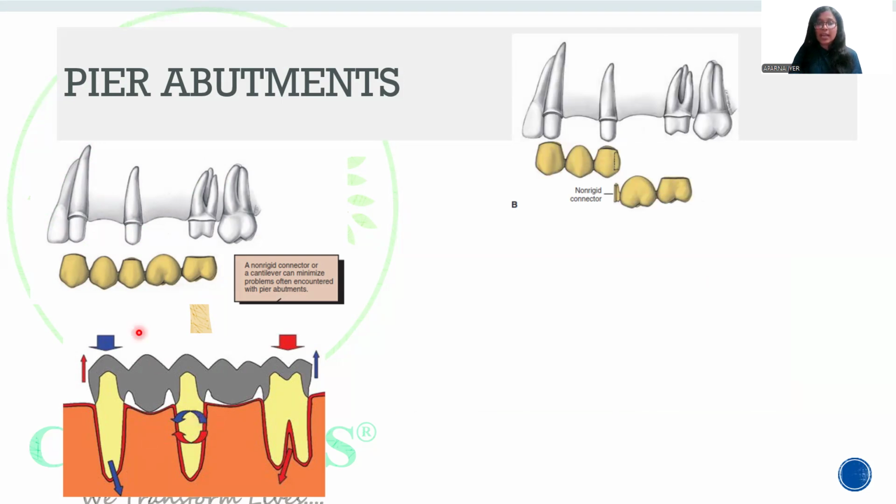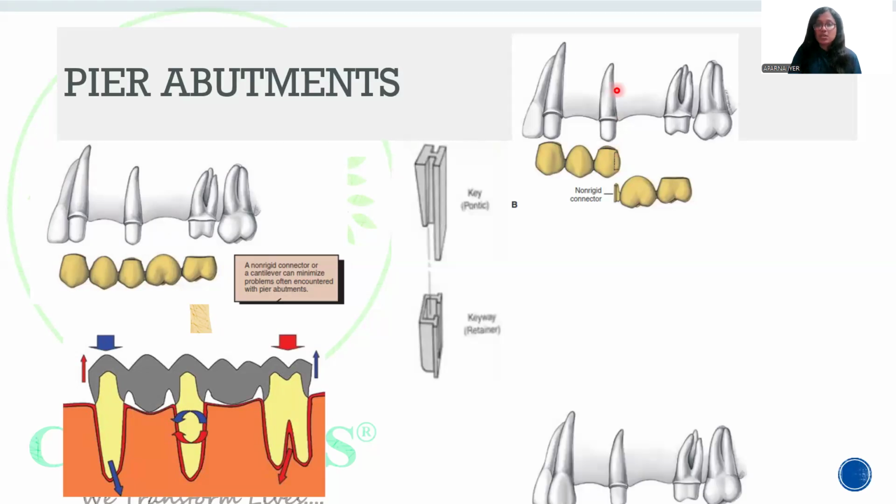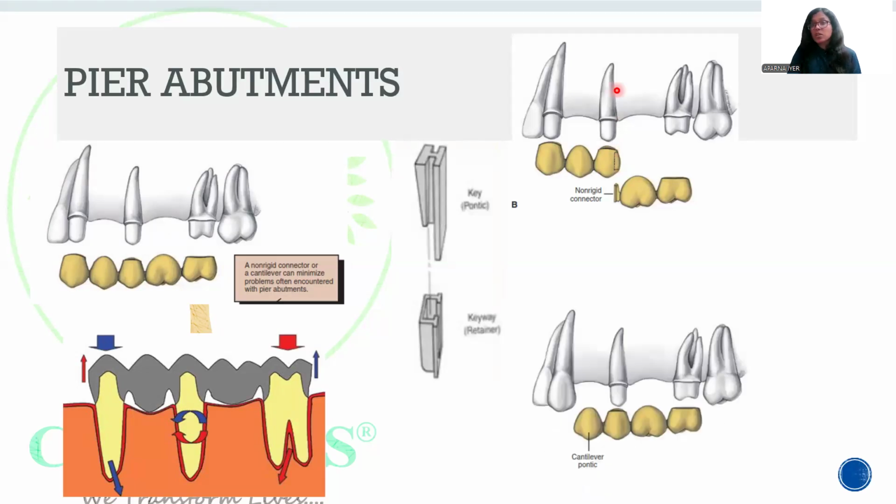We go for breaking the stress in the middle, separating into a mesial and distal segment using a non-rigid connector, wherein there is a key in the distal segment and a keyway in the mesial segment, which is resting on the pier abutment. Another option to consider is a cantilever pontic in your FPD prostheses.